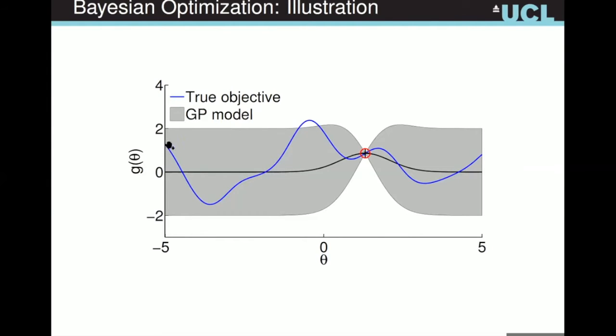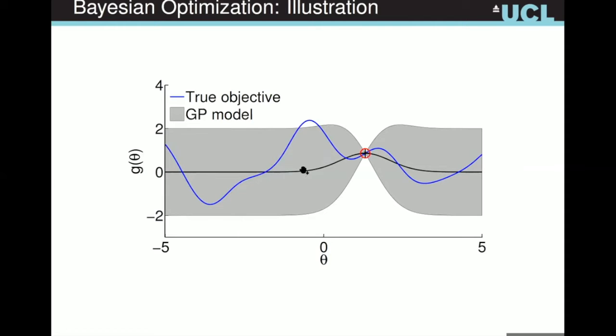Imagine our true objective is this blue line. So we want to find a global optimum or minimum of g of theta. So that's somewhere around here. Now we have one observation of what g is at this particular point, and we're going to fit a Gaussian process to this with one training point. So the Gaussian process with one training point is illustrated here. You know, the posterior mean function is the black line, and the shaded areas correspond to the uncertainty.